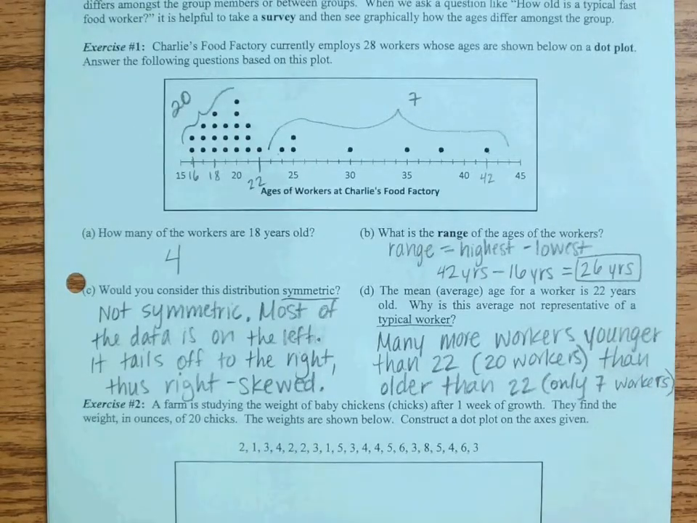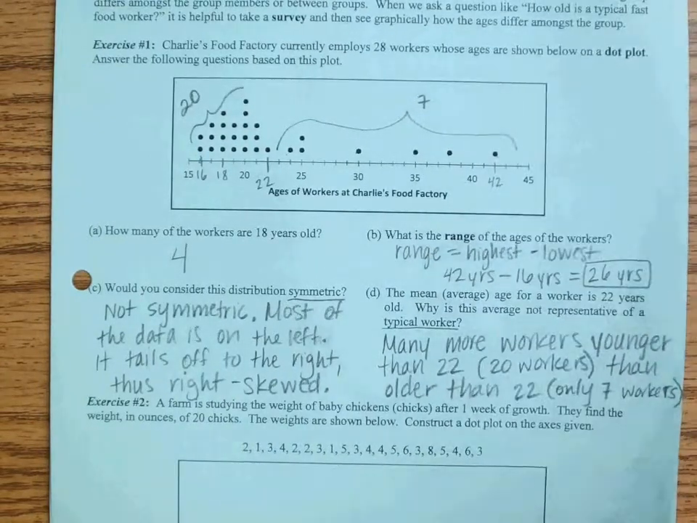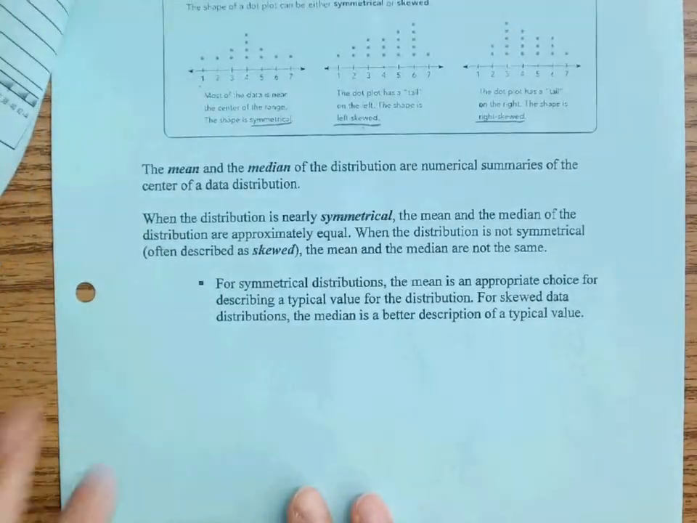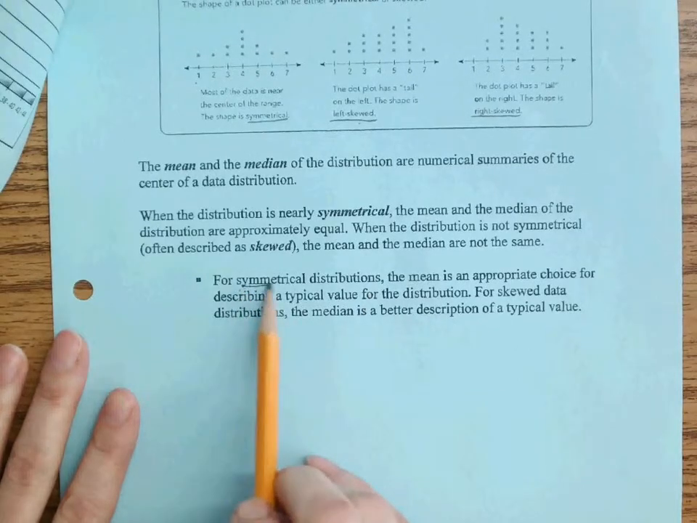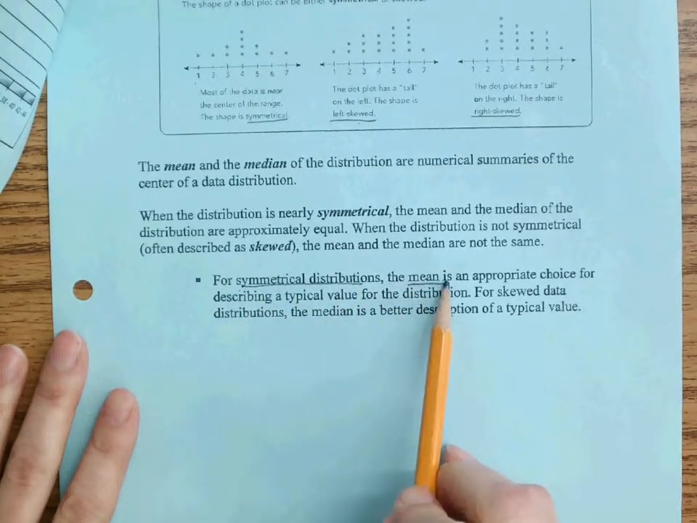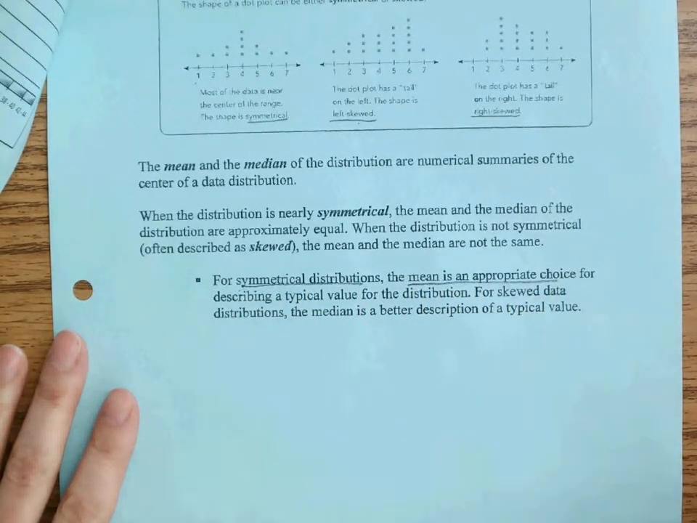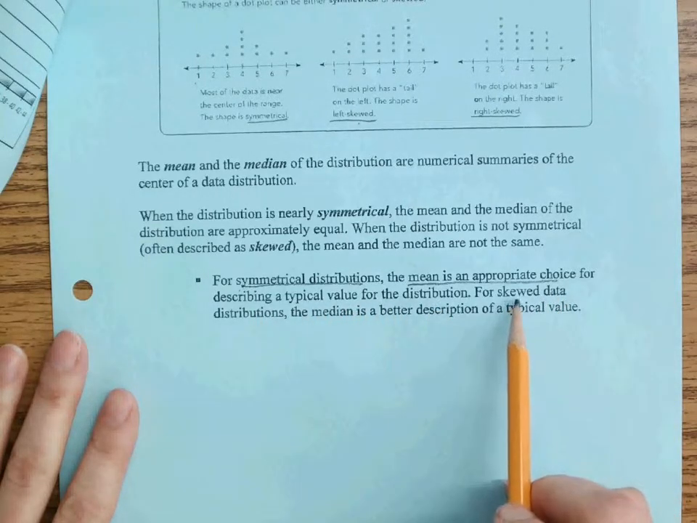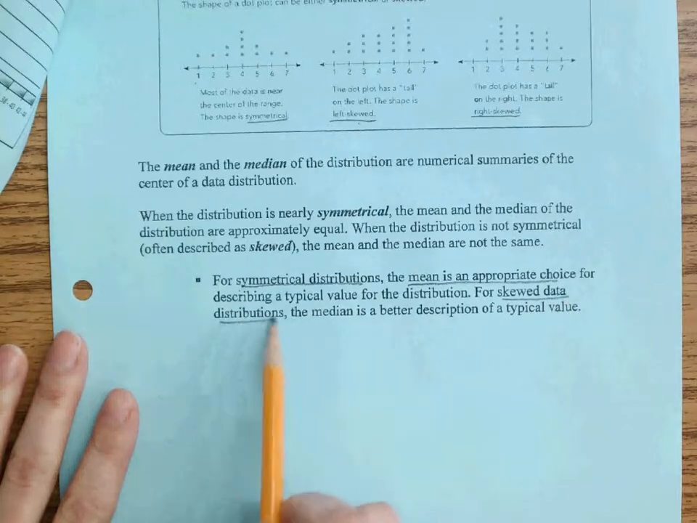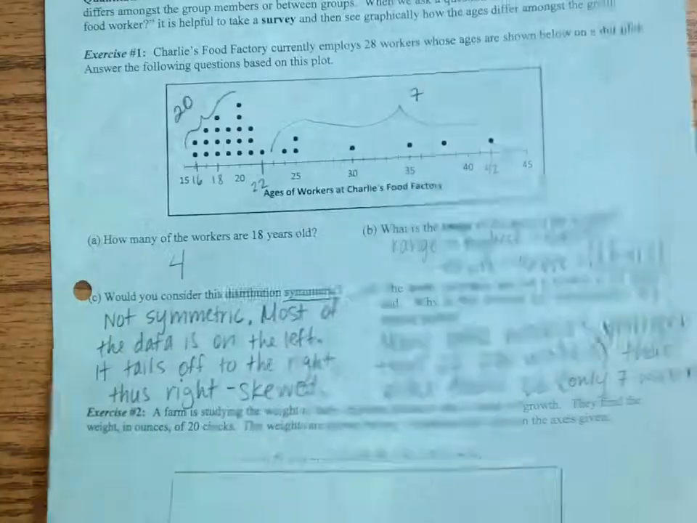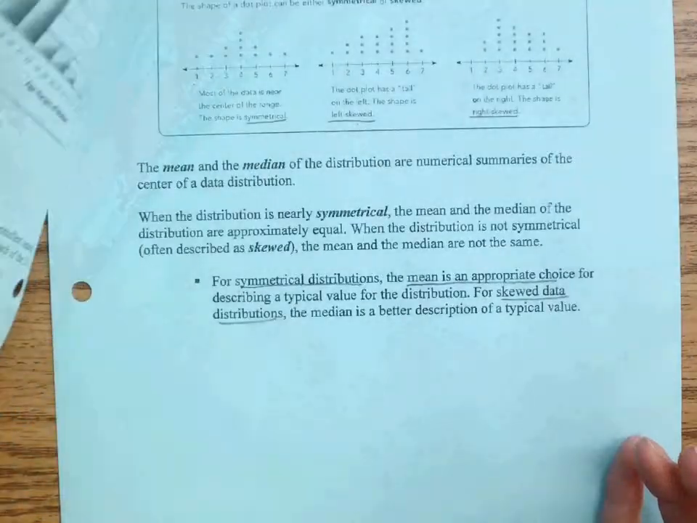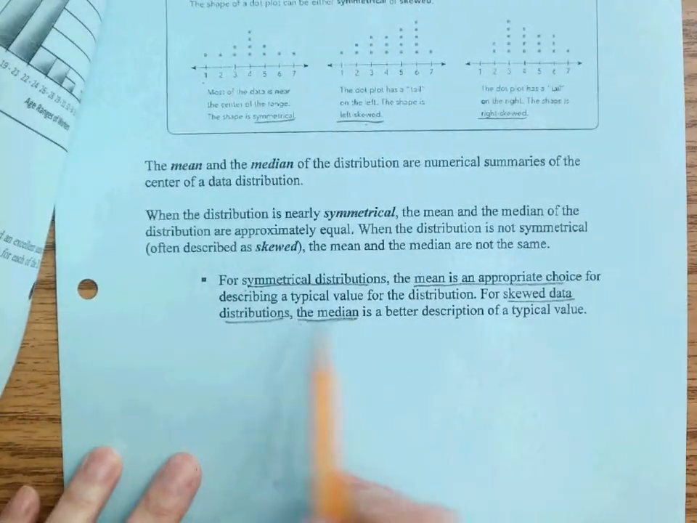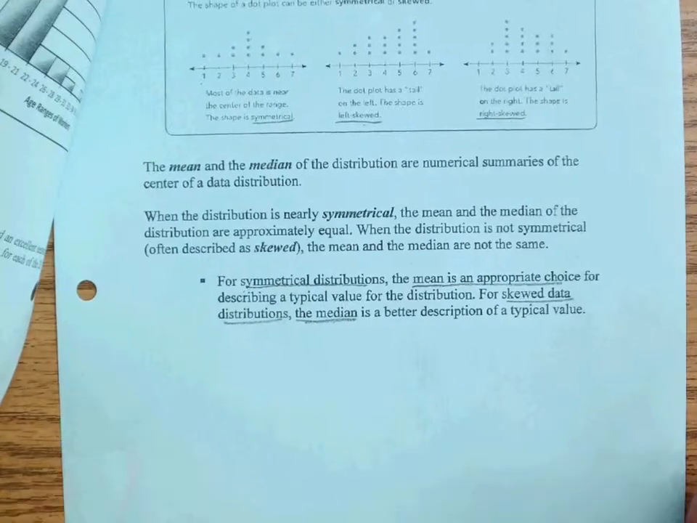The other thing that I want to point out, so flip it over to that last page. Right here it says, for symmetrical distributions, mean is the appropriate choice, talking about the typical value for the distribution. For skewed data distributions, remember, this is considered right skewed because we don't have a lot of data on the right. The median is a better description of a typical value.